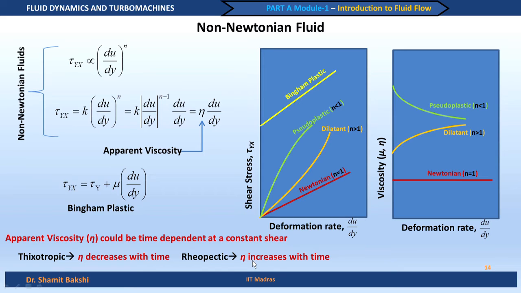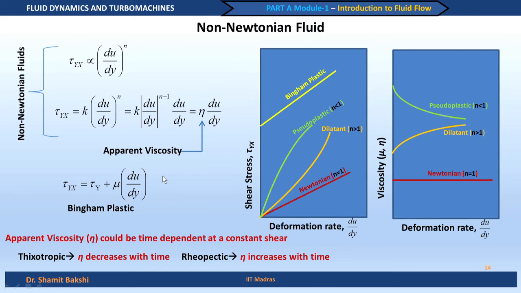So, in this particular slide we looked at different types of behavior of stress with deformation rate. We looked at the stress field before in the last lecture, and we also looked at the stress and strain rate relationship for a Newtonian fluid. Today we have introduced non-Newtonian fluids also.